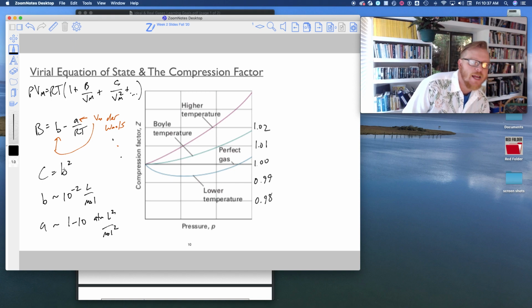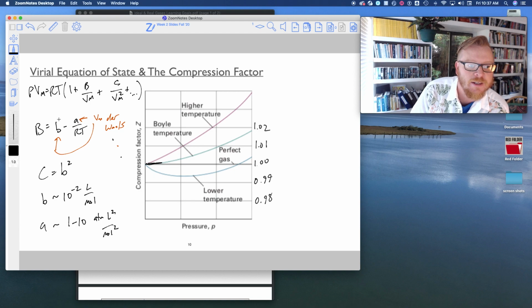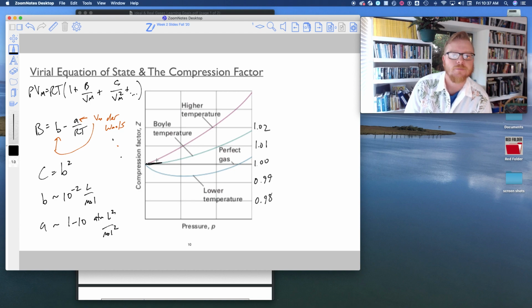Okay, so for example, we notice here that this C in this equation is b squared. And if b is 10 to the minus 2 and then I square it, that makes that term pretty small. So that's why this C term doesn't really start taking effect until you get to fairly large pressures, right? So you can see at this Boyle temperature, in this region right here, this is really corresponding to B equal to 0, right?